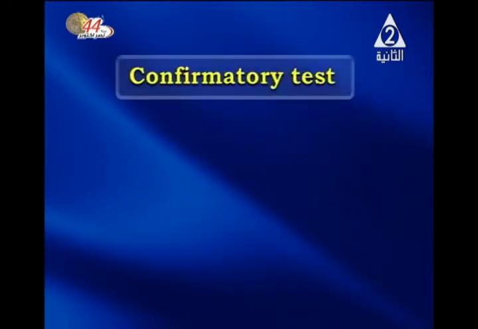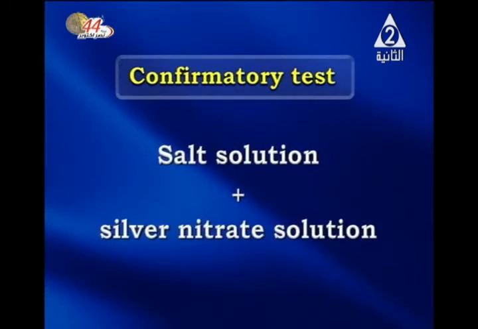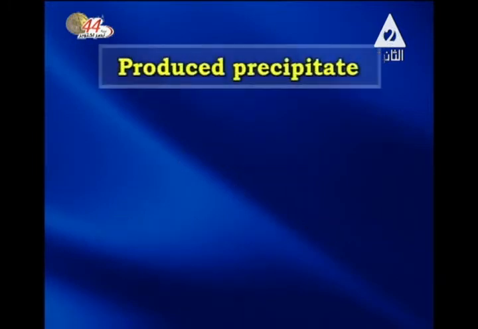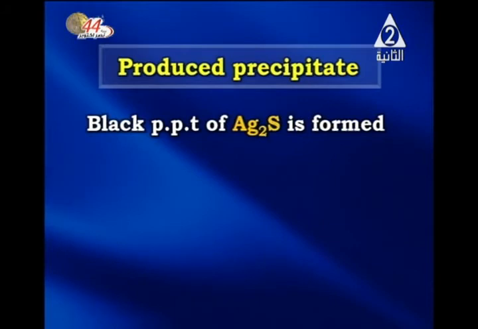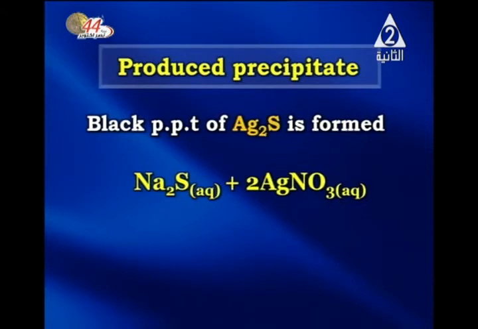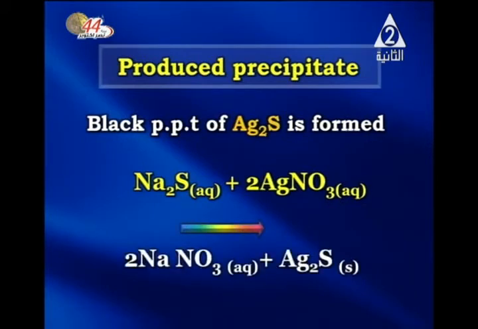Now we are going to discuss the confirmatory test of the sulfide ion. The salt solution plus silver nitrate solution. The produced precipitate here is black precipitate of silver sulfide. As the equation proceeds on the screen, sodium sulfide plus silver nitrate gives sodium nitrate and silver sulfide. Remember, my dear student, it is a double substitution reaction, where the silver sulfide formed is the only solid in this equation.